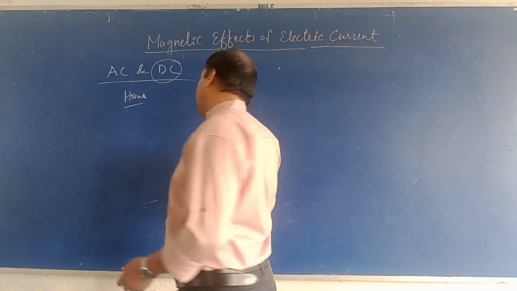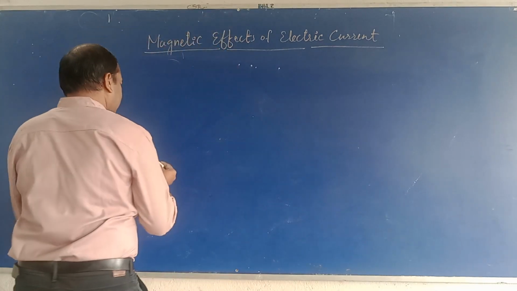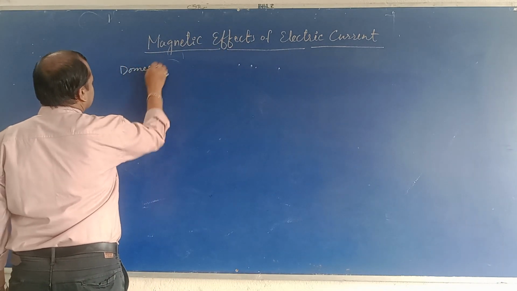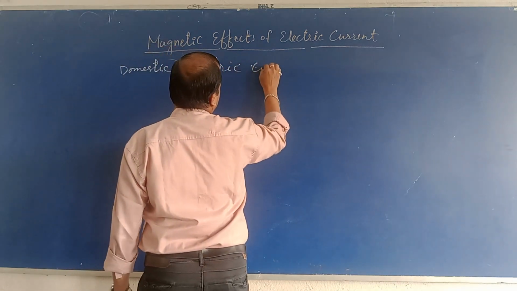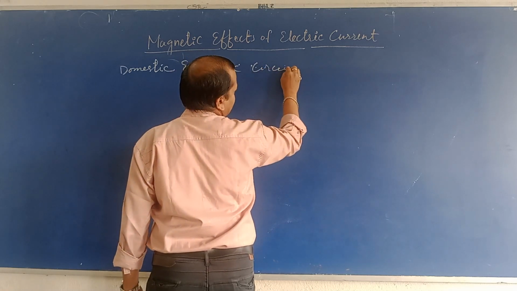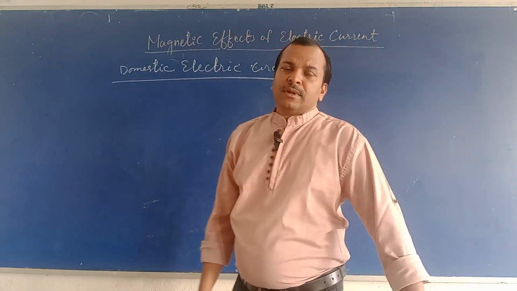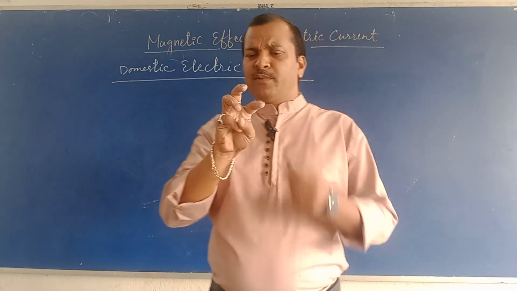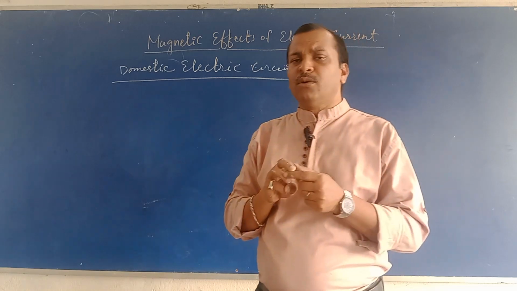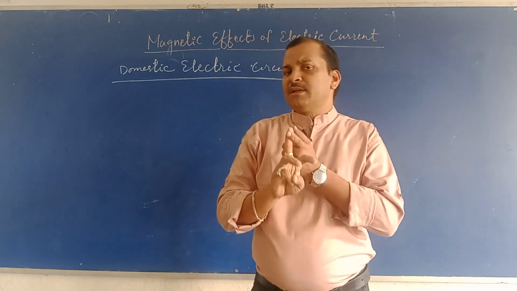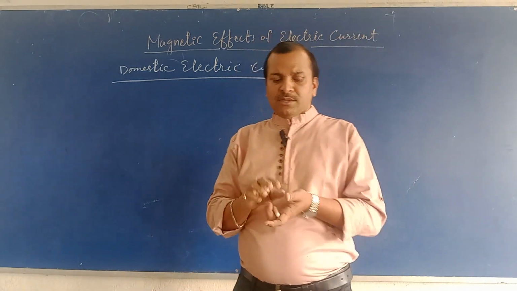Next one is the domestic electric circuit. This is a sure shot question. 100% this will come. There are three wires. You can see in a plug point, 3 points are there. A big hole is there, and that big hole is earthing. Another one is positive, another one is negative or neutral. So 3 wires are there.